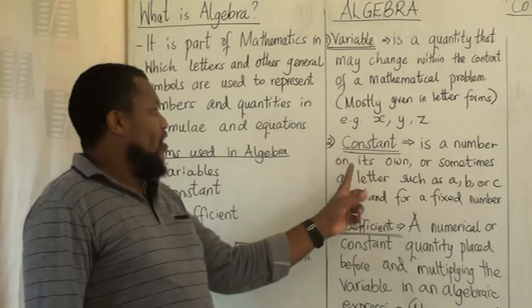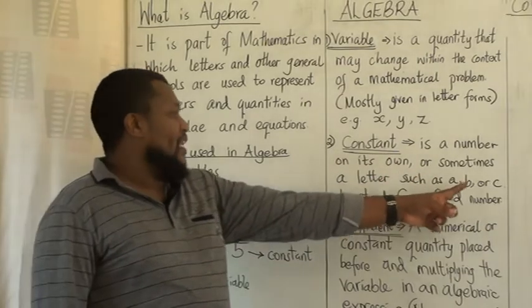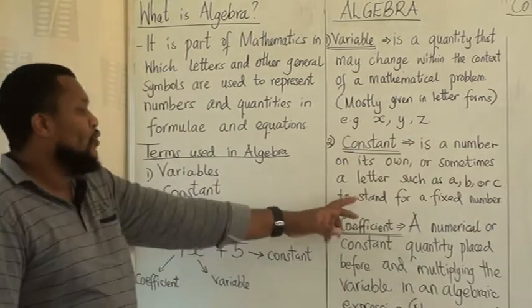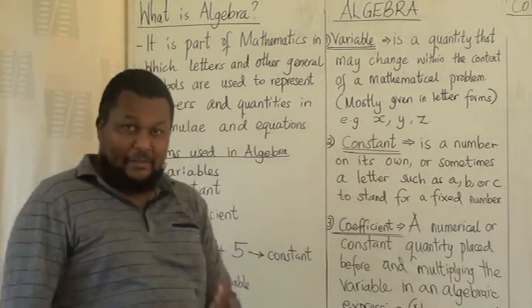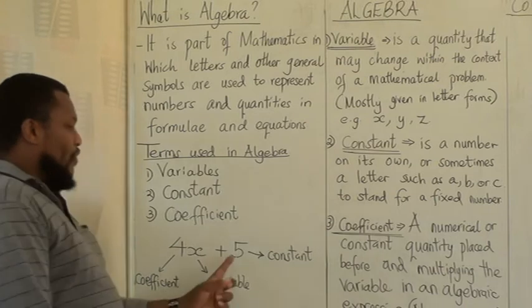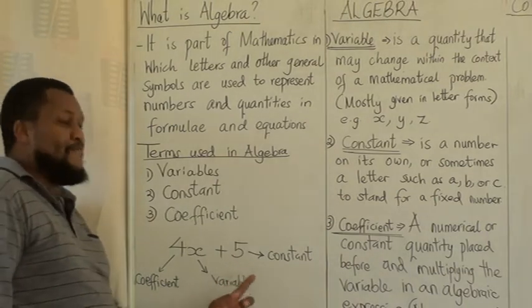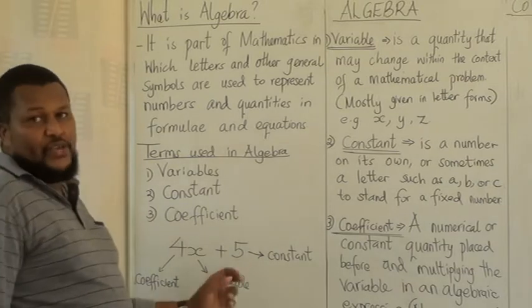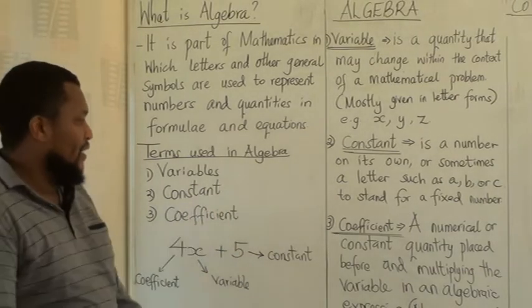Constant is a number on its own, or sometimes a letter such as A, B, or C, or any other letter to stand for a fixed number, a fixed number. Therefore, that is what we have, a constant, a number. And here we can also have letter A. We can have letter B, letter C, and so forth.